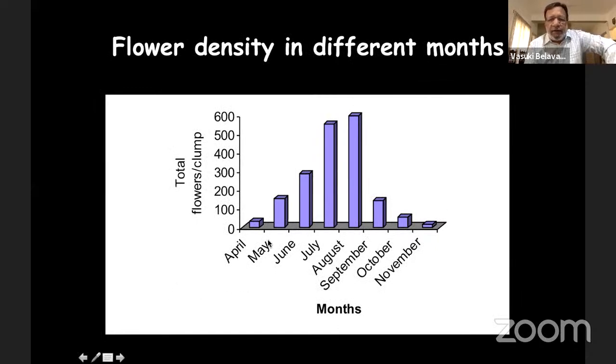So the flower density, if you look at, you see that in April and May and June, the density is low, okay? And this is the total number of flowers in a month. So every day when you go to the cardamom field, you find new flowers. And when you record all the flowers per clump which are produced per day, this will be the number that you get. And in July, August, you get the maximum number of flowers per clump. Okay, that is the peak flowering.